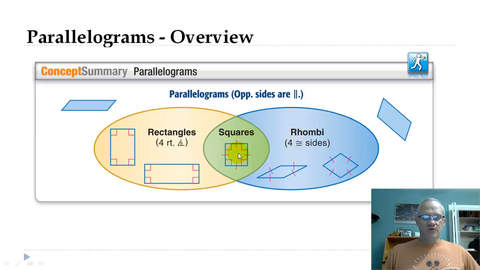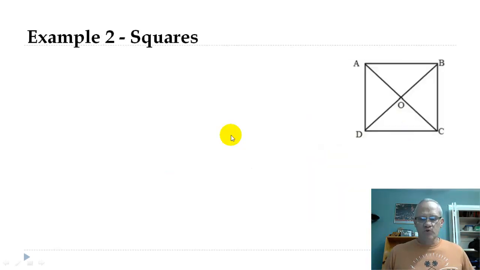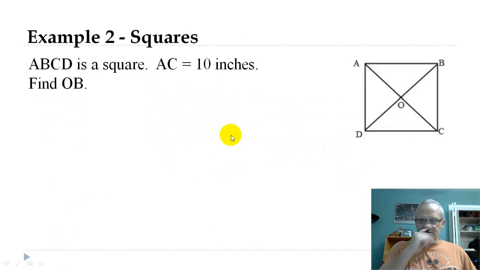And so that's what I was saying before: the square has the characteristics of a rectangle, but also a rhombus. So what I like to say is, if you have a rectangle and a rhombus and they get together and have a baby, it's going to be a square. Okay, so a rectangle and rhombus get together and it's going to be a square. Okay, cool.